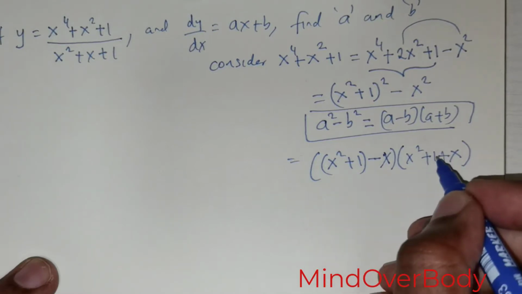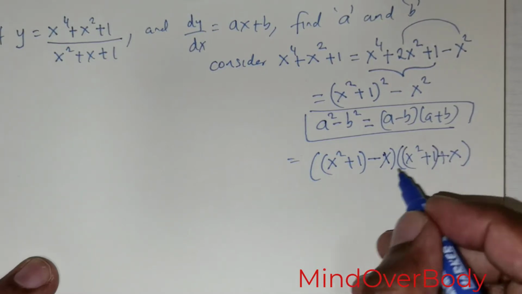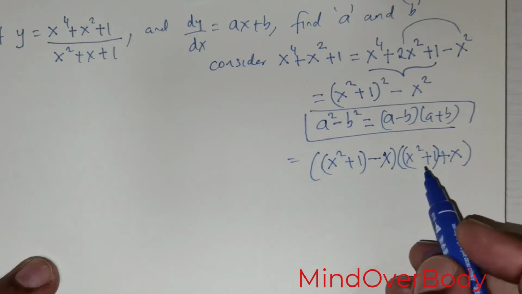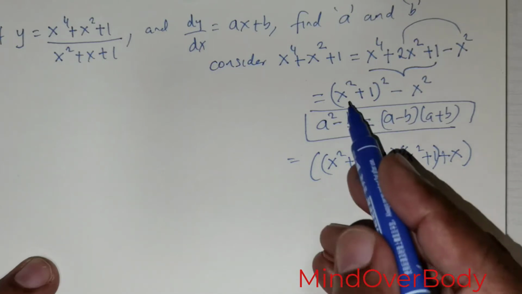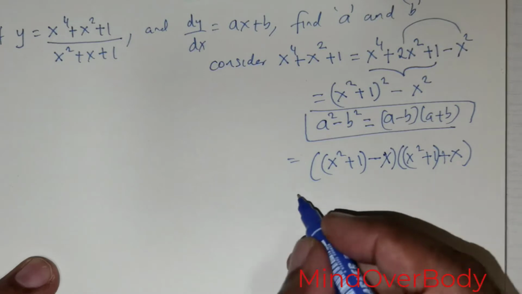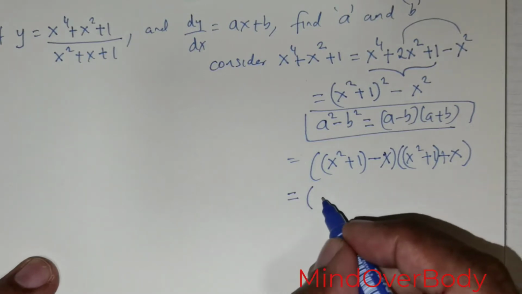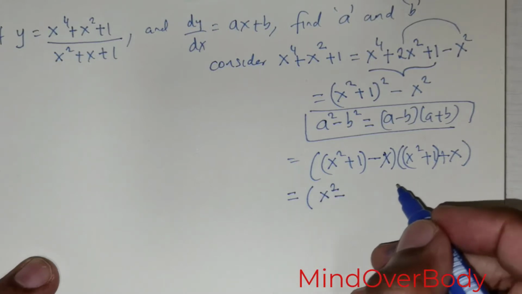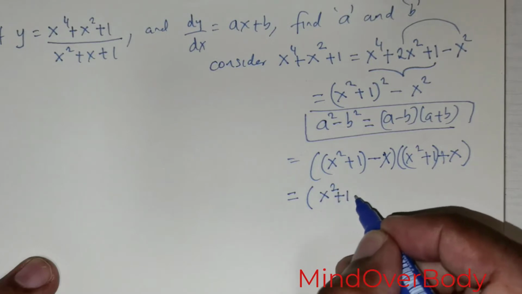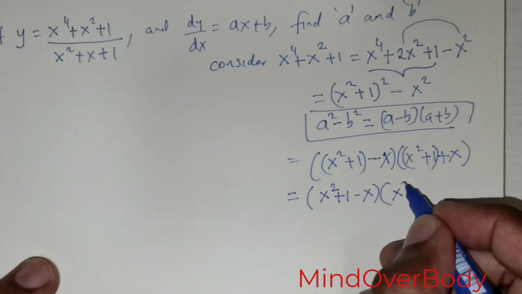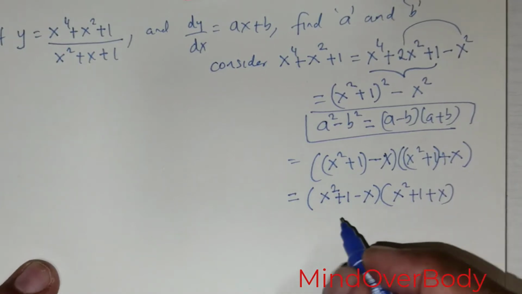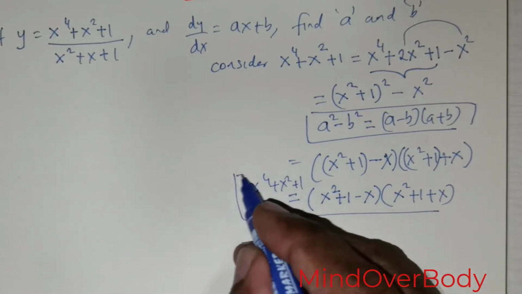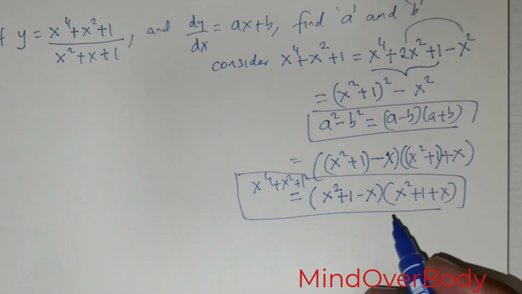So probably just to identify that this term is present, I have used parenthesis. You don't have to use parenthesis, but just to isolate the terms for easy identification. In fact, you can rewrite this as (x squared + 1 - x)(x squared + 1 + x). And what is this? This is x to the power of 4 + x squared + 1. So I can replace this with this.